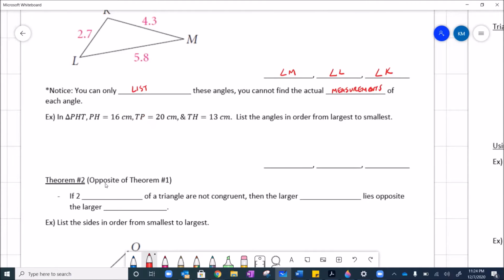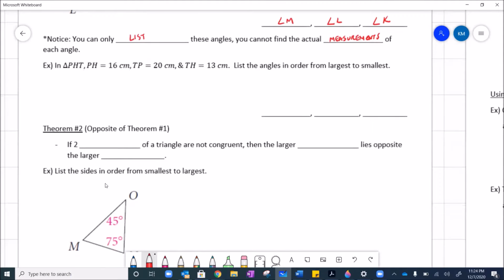Next example, it says in triangle PHT, let me draw that really quick. Triangle PHT, PH is 16, TP is 20, and TH is 13. List the angles in order from largest to smallest. Here they're asking us largest to smallest. Our longest side is PT, so our largest angle is H. Going down to the next one, our second longest is PH, so T. And the last one has to be angle P. This is from largest to smallest. Make sure you read those directions so you don't miss a question you know the answer to.